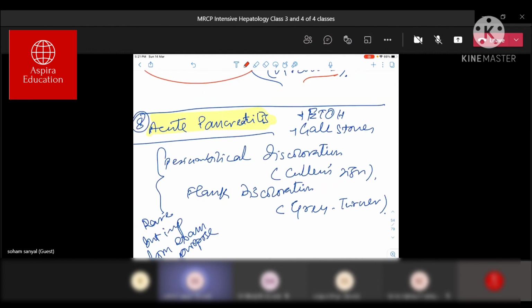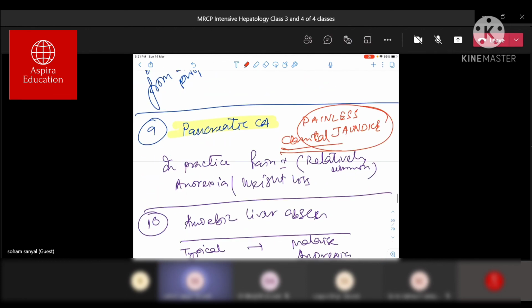And acute pancreatitis, again, let me recapitulate here. The two most common causes in the UK are alcohol and gallstone. There are two important signs which are not very frequent in all cases of acute pancreatitis in a clinical setup. But for the exam, important ones are the Cullen sign, which is periumbilical discoloration, and the Grey Turner sign, which is flank discoloration. If these two are present, then in the exam the answer will surely be acute pancreatitis.